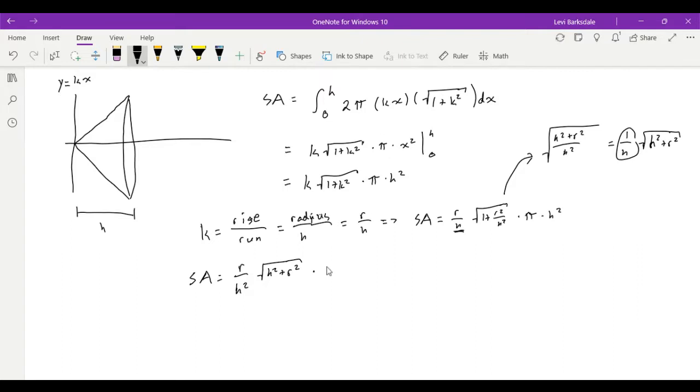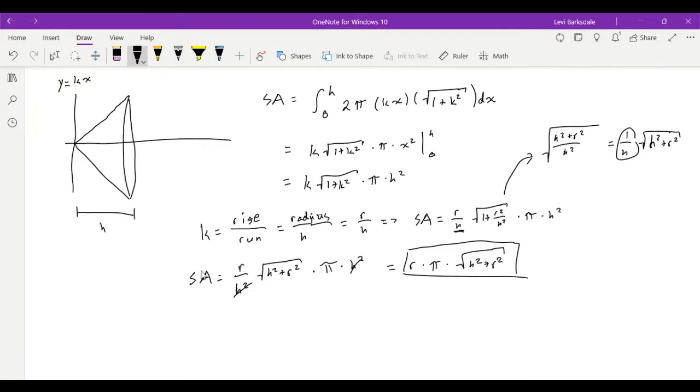And then I have pi times h squared, and of course this h squared is going to cancel with this h squared. So my surface area is equal to r times pi times the square root of h squared plus r squared. And this is a formula for the surface area of a cone without the base. All right.